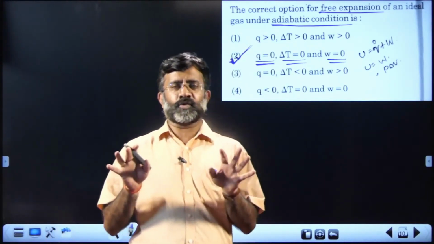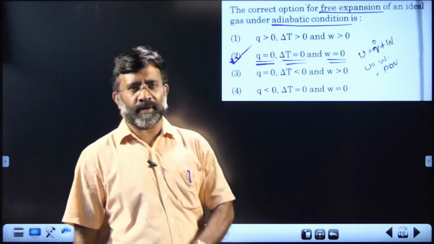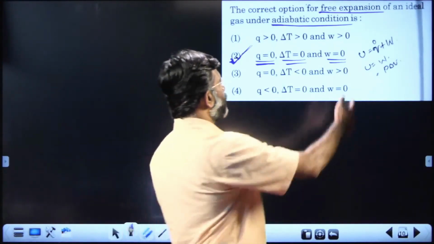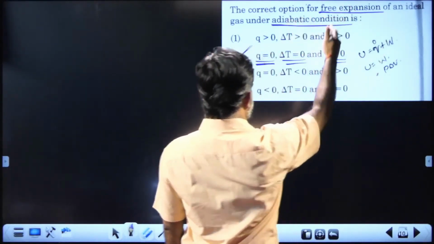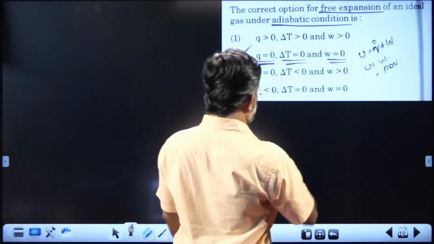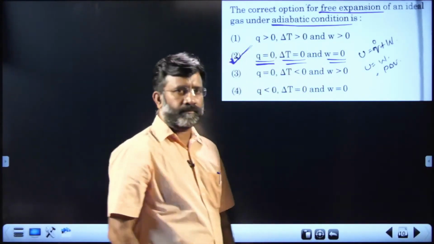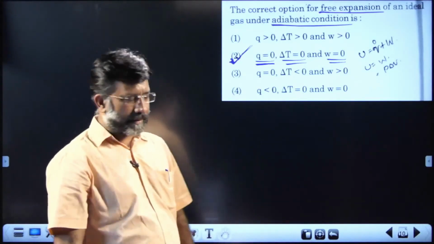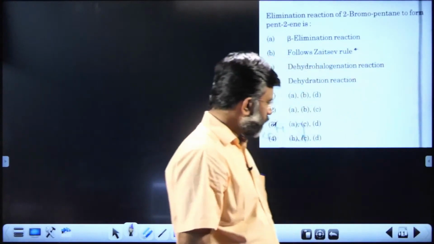A fundamental question from the chapter thermodynamics. You say free expansion, work done is equal to 0. Ideal gas adiabatic condition, Q equal to 0. When these two are 0, delta U is 0, delta T is 0. The second choice is the correct answer. That is 10th question. On to 11th question.